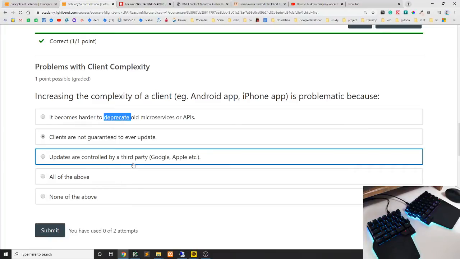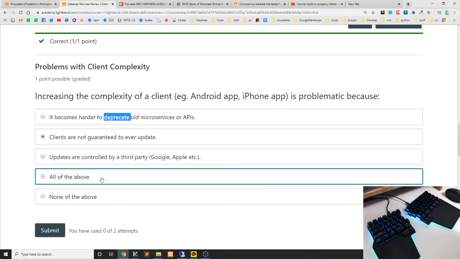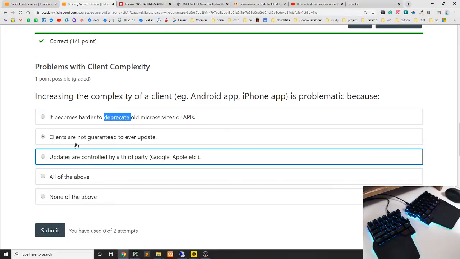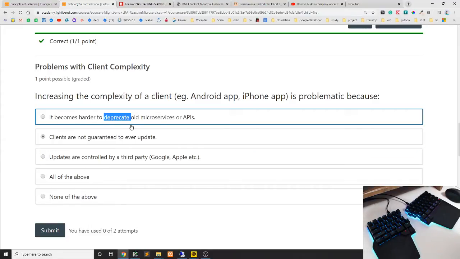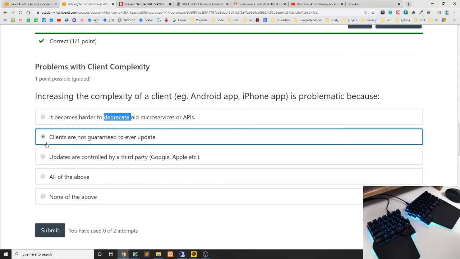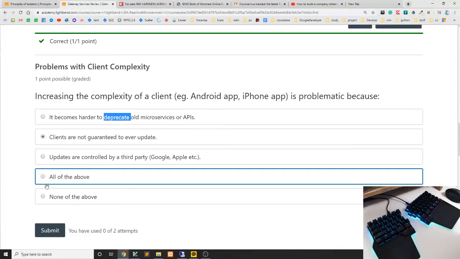Doesn't matter. It can be or it cannot. All of the above, none of the above. It becomes harder to deprecate old microservices or APIs. So I guess all of them.